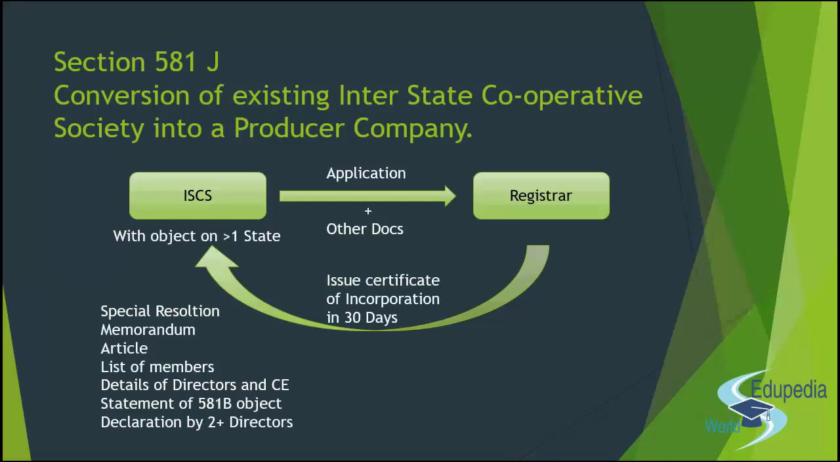The Interstate Cooperative Society gives the application and other document to the registrar. Registrar checks and verifies it, issues the certificate of registration, and that date becomes the transformation date. This is the simple message that the entire slide had to convey. Clear with it? Now, application given, registration done.